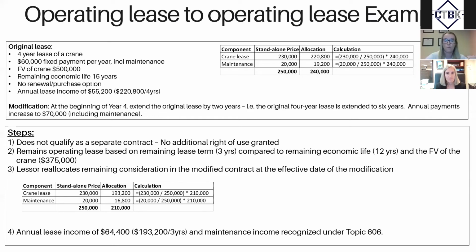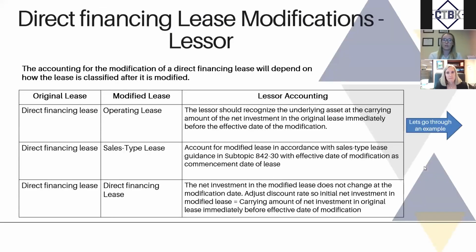So your new updated lease component is going to be $193,200. And then the second part to the accounting is recognizing lease income of $64,400. And that's the $193,200 over the 3 years. And then the maintenance income, which is the non-lease component, will be recognized under the guidance in topic 606. So that wraps up the operating lease modification.